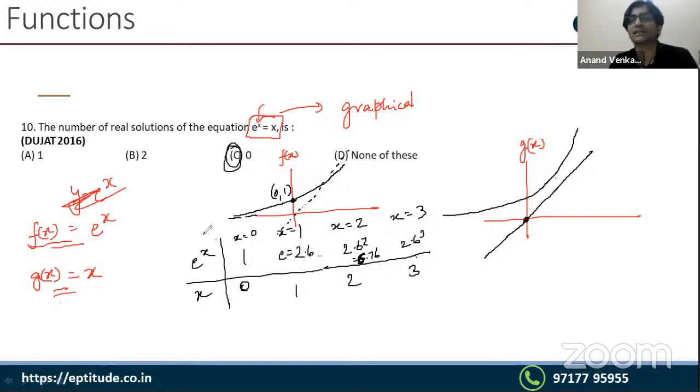Zero is the answer. Yeah, okay. Arhan has a very nice suggestion. Arhan is saying, why not take log? Bilkul. Let's try that also. And I'm going to use a different colored pen so we know that this is Arhan's solution.